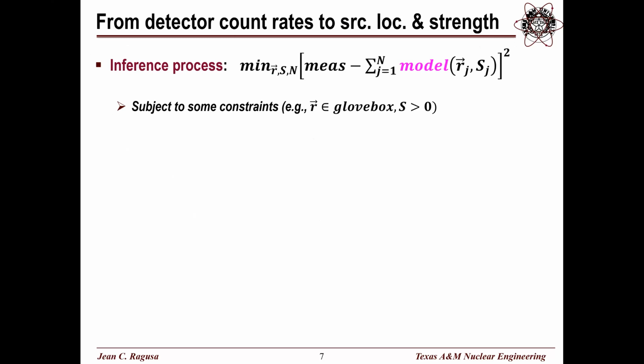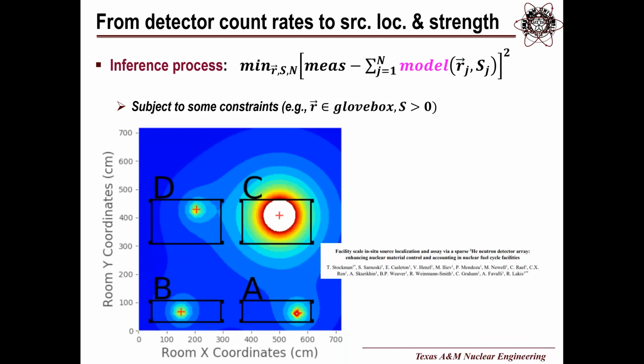So the inference process would be basically as follows. We have measurements, and we want to have a model that tells us where the sources are, that's the position R, what is the source strength, that's the value S, and how many sources we have, and we want to find the optimum solution to this problem, subject to some constraints, like the sources are in the glove boxes and not elsewhere, for example. So here's an example of inference that our colleagues at Los Alamos have given us as a demonstration. So you're able to find locations of sources in 4 glove boxes.